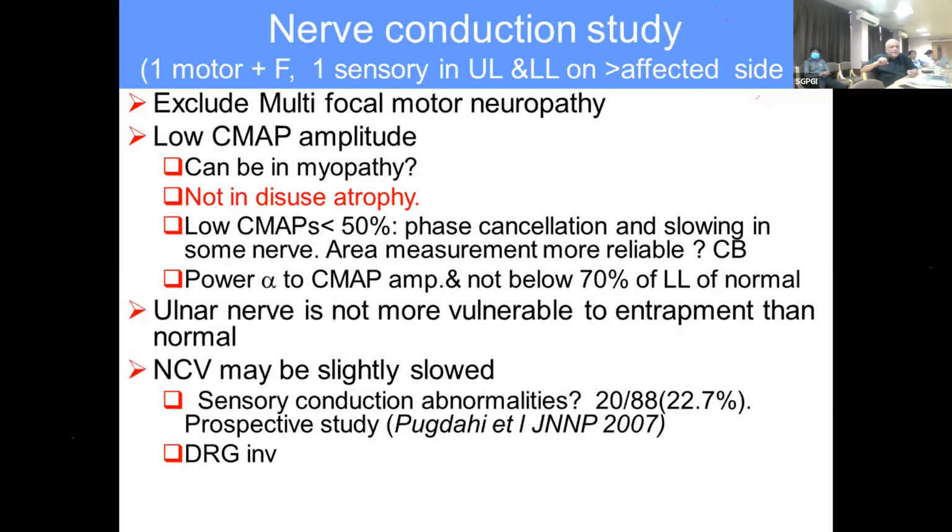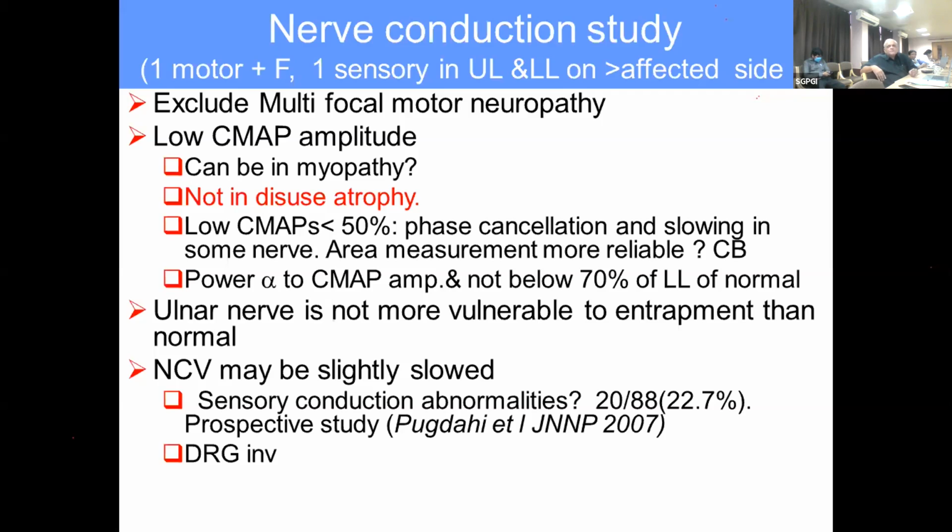And although nerve conduction may be slightly slowed, by and large, I insist that in ALS, we should consider that the sensory nerve conductions are normal. Although if you want to read papers, there are people who are saying that there may be some slowing of sensory conduction, but I want to avoid this finding, otherwise it will lead to a lot of diagnostic confusion.